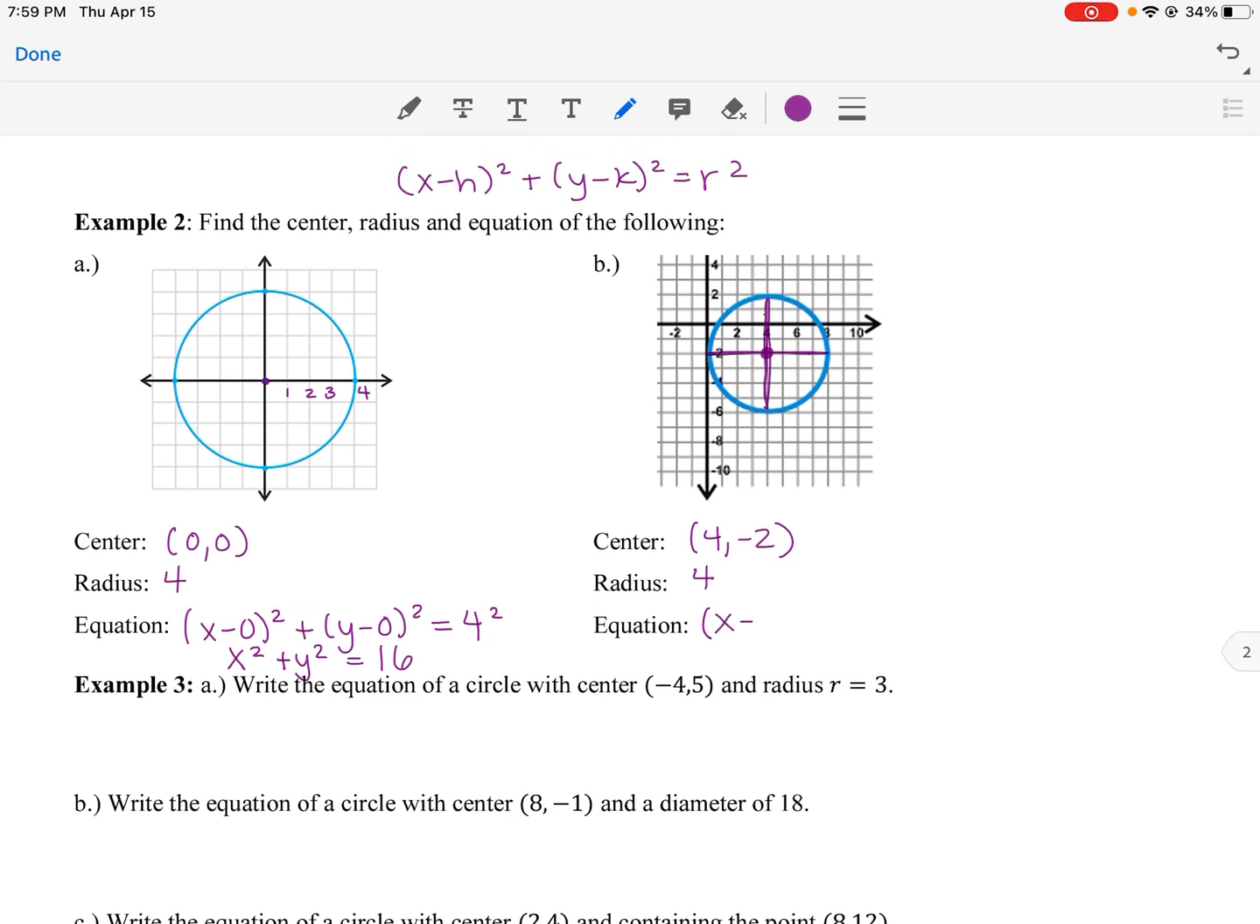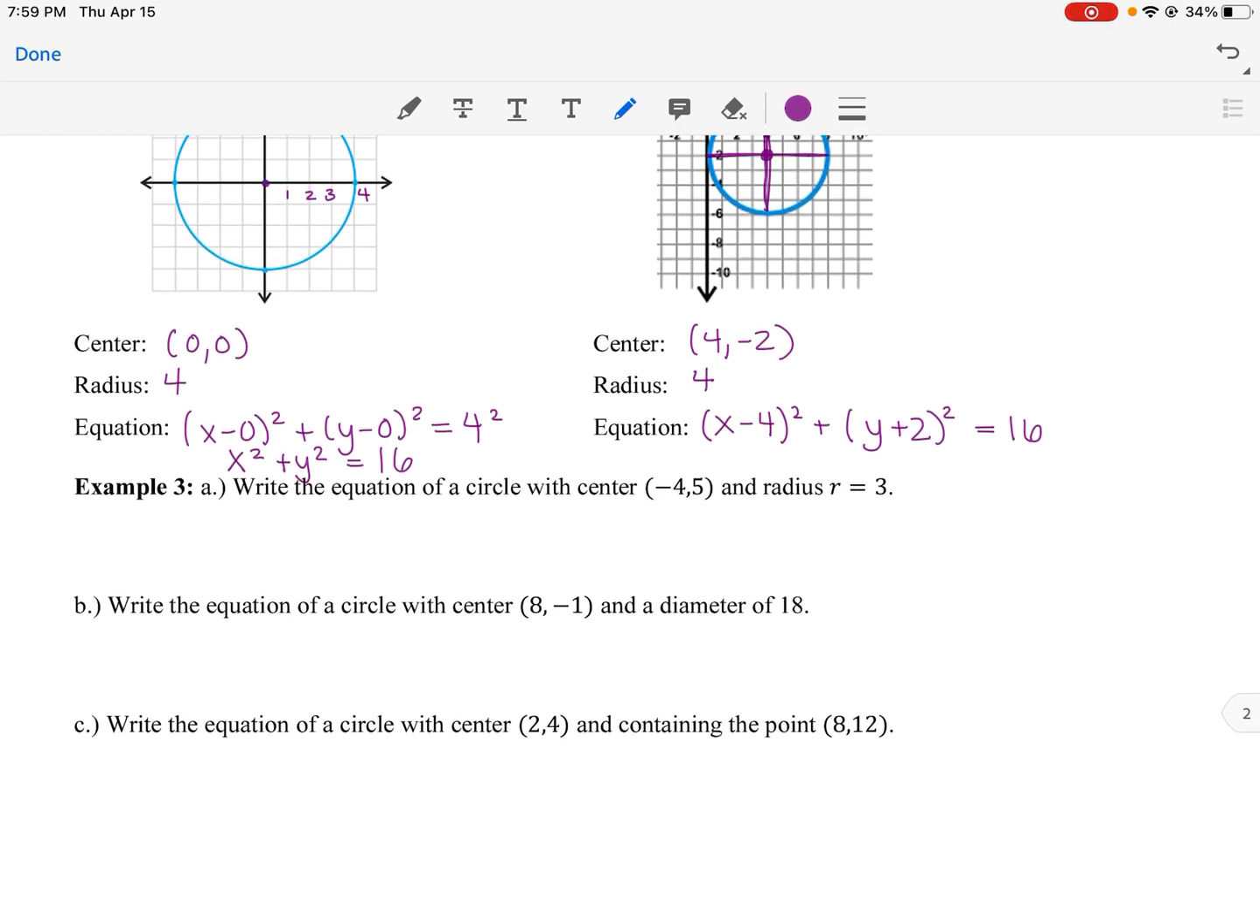So let's plug in our equation now. X minus our h, the x value of our center, is a 4 squared, plus y minus a negative 2 is really going to give us y plus 2, right? It kind of goes the opposite in the equation. And then equals r squared, so 4 squared, or 16.